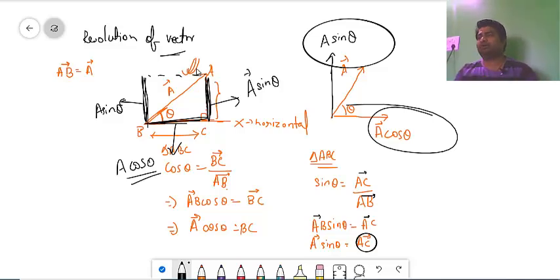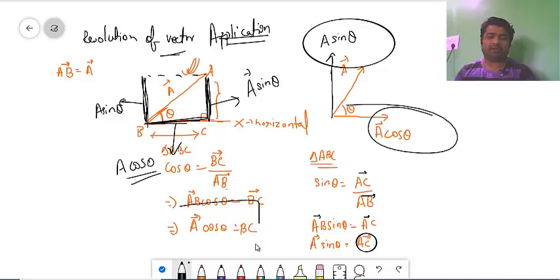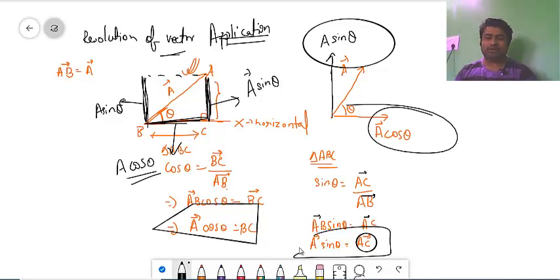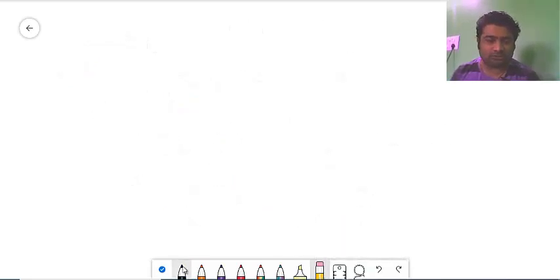But in your further classes, when we will be having the application part of this, each time you won't have time to derive this, and you will be writing this way. Okay, BC means A cos theta. We will take a triangle, then find cos theta, then find sin theta. During examination time, or other parts where you will be applying this, it won't be possible. So we have to learn one trick. Let us do that one.